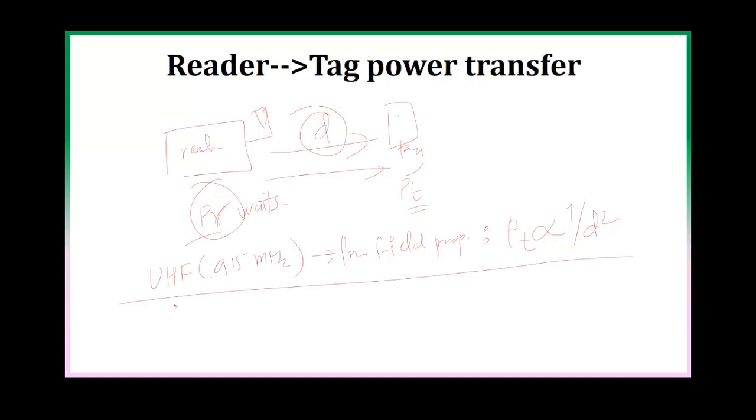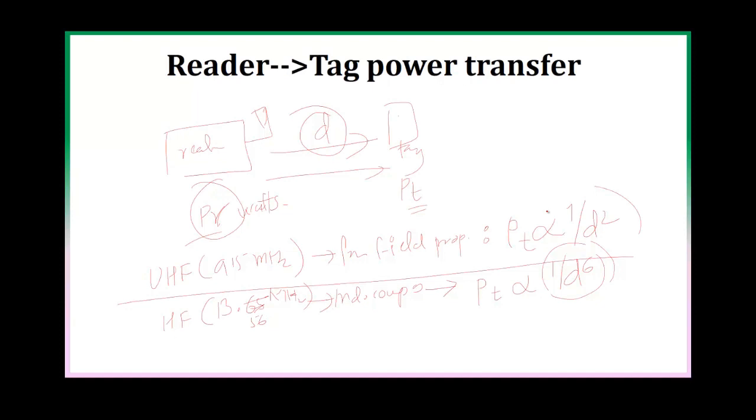What if it is HF or high frequency, which is 13.56, no, I think it's 56 megahertz? This is inductive coupling, so obviously it works over a nearest distance. In that case, the formulation will be proportional to 1 by d raised to 6. From these formulations you could easily understand how much power is induced or will reach your tag.